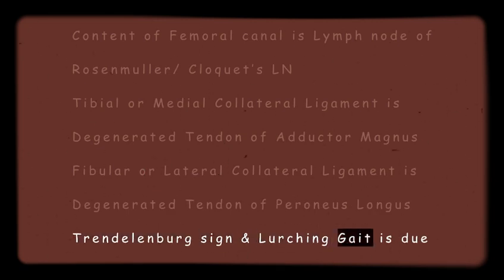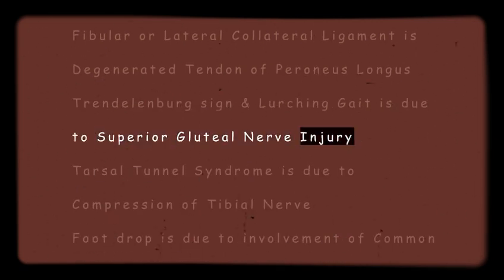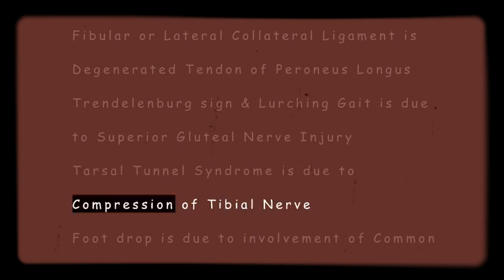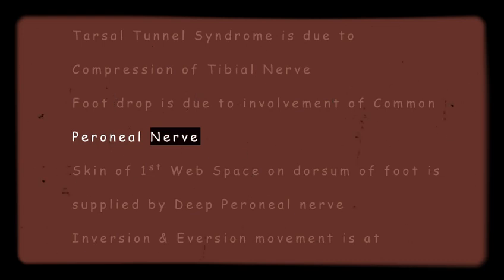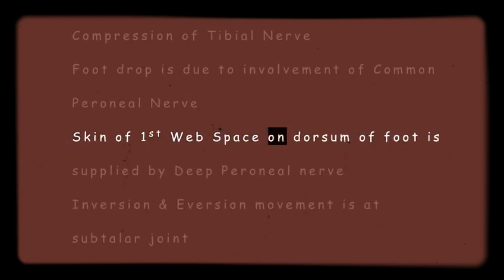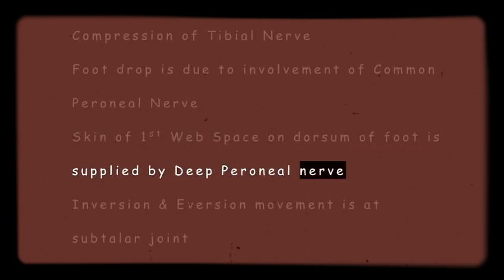Trendelenburg sign and lurching gait are due to superior gluteal nerve injury. Tarsal tunnel syndrome is due to compression of the tibial nerve. Foot drop is due to involvement of the common peroneal nerve. Skin of first web space on dorsum of foot is supplied by the deep peroneal nerve.